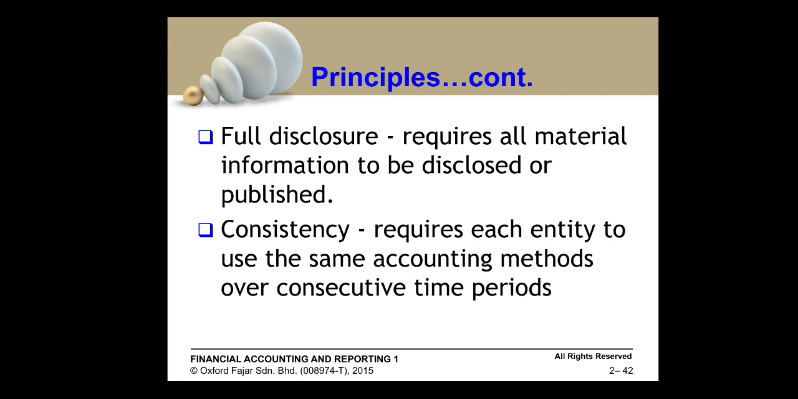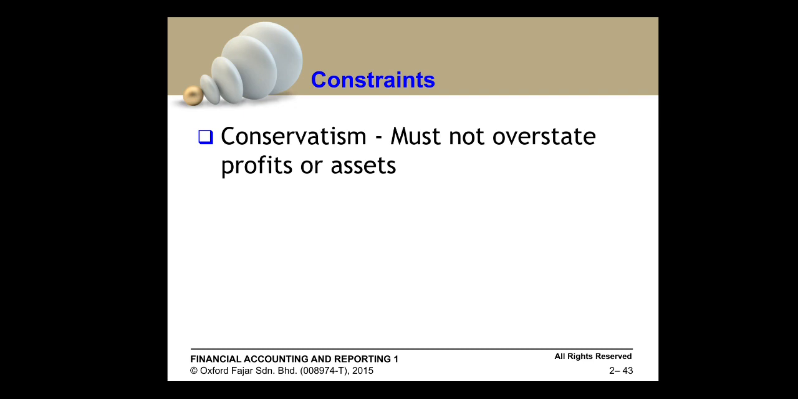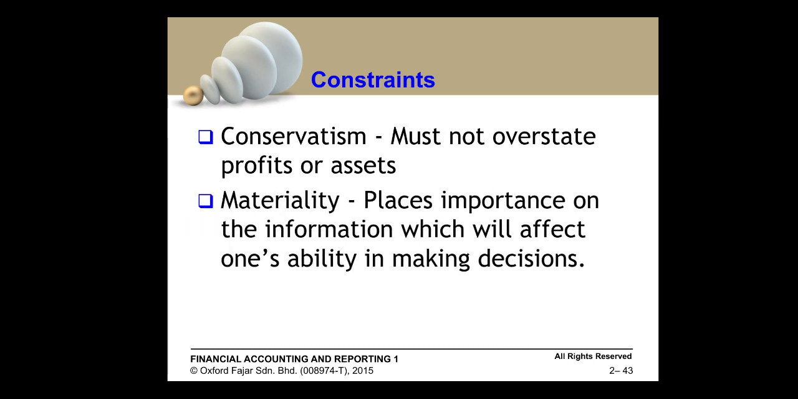Consistency. Consistency means that when you do accounting records, if you use one method, you have to be consistent. You have to use the same method again and again. And then we have constraints, conservatism and materiality.